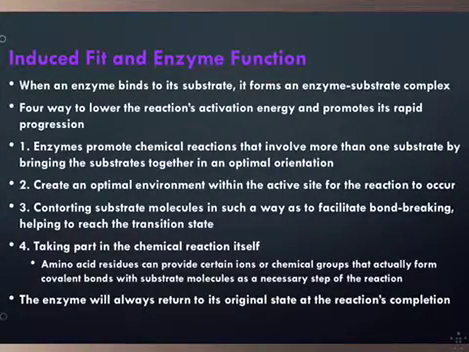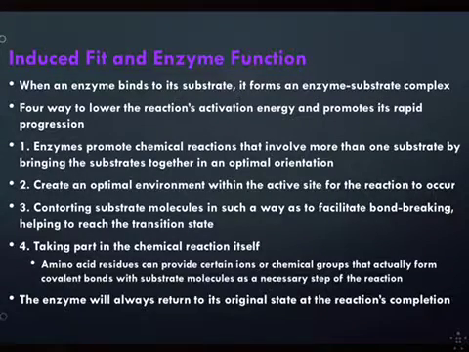So, when an enzyme binds to its substrate, it forms what we call the enzyme-substrate complex, and there are 4 ways in which the enzyme will lower the reaction's activation energy. The first way is that the enzyme can promote chemical reactions that involve one or more substrates by bringing the substrates together in an optimal orientation. So they can just line up, make sure the correct molecules are as close to each other as possible so that they don't have to travel further. Does that kind of make sense?